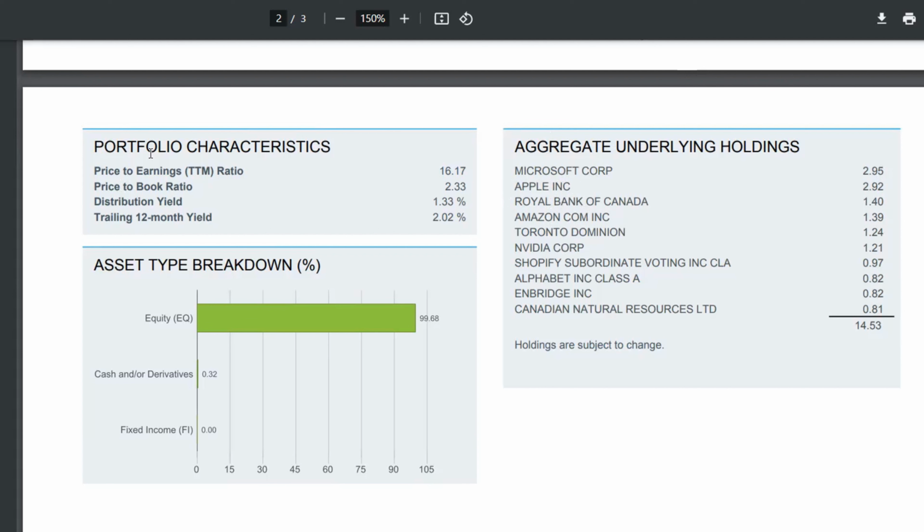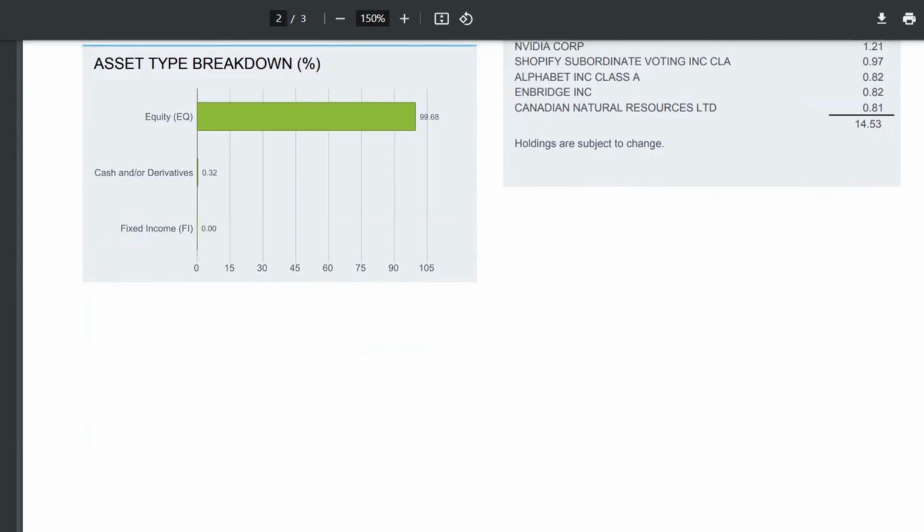It has also some other portfolio characteristics such as the price to earnings ratio, price to book ratio, distribution yield, and trailing 12 months yield. The trailing 12 months yield is the one you probably want to look at, because for funds such as XEQT, the amount of the dividend distributions that it pays has some cyclicality. One quarter is higher, then the next quarter is lower, then it goes back up, down, up, down. But the trailing 12 months takes into account all of that, which hovers around that 2% yield.